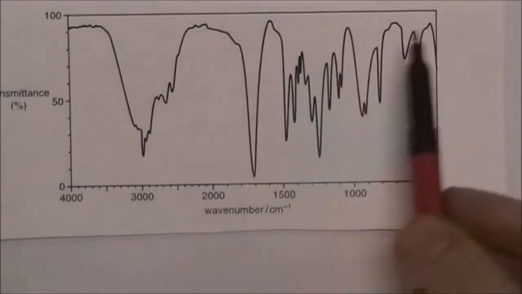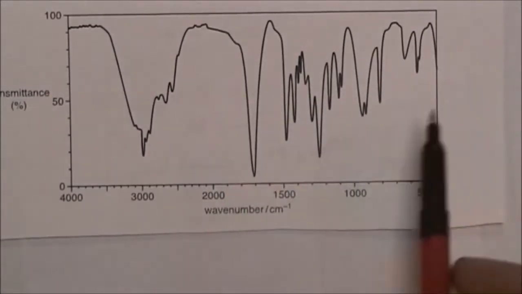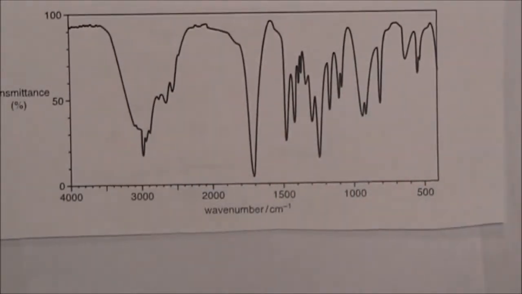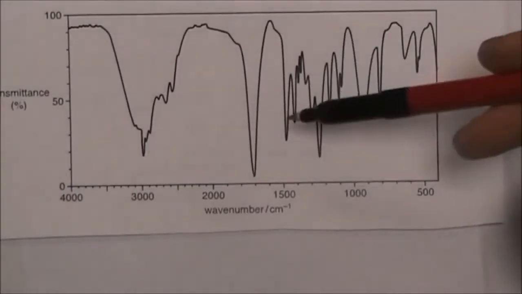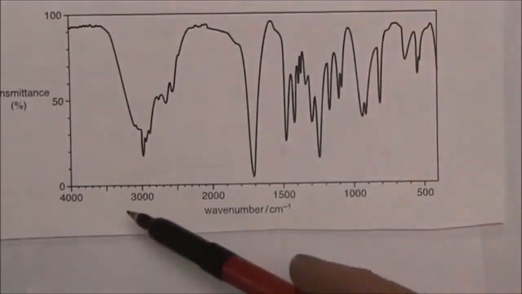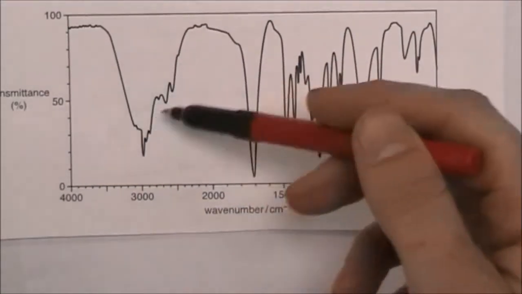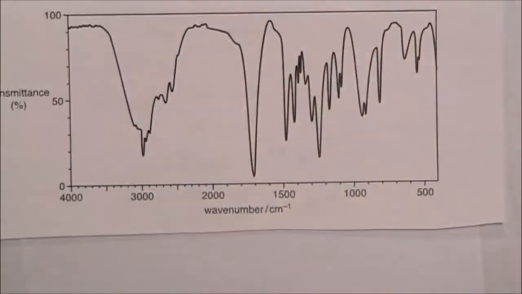Now we could examine this fingerprint region here. We could examine this bit here as well. We could see what on earth is going on in all of that. But actually the important thing here is that we have 2 very distinct peaks. We have this one here at 1700 and we have this one here at 2500 to 3300.